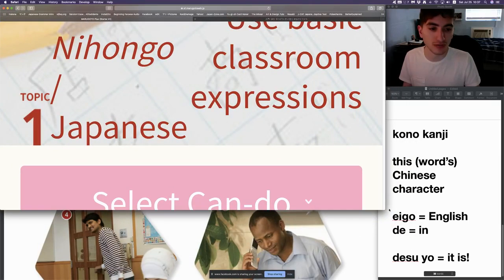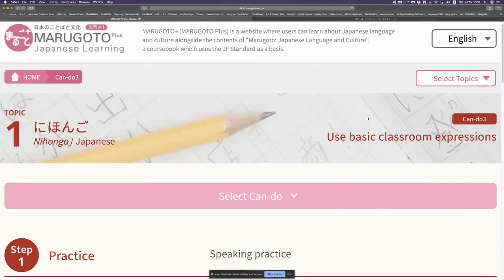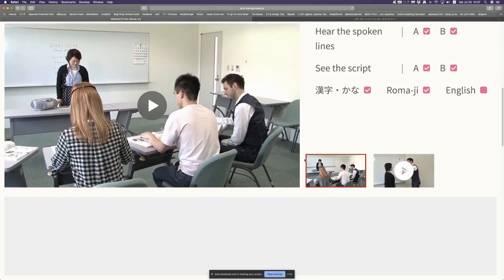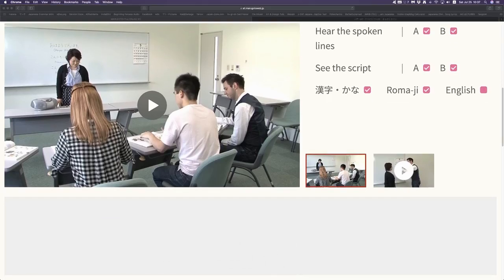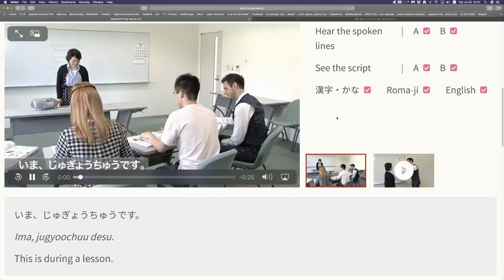We will go to a1.marugotoweb.jp. I am in the Can Do 3 section. So let's watch a situation in class, in the classroom. I'm just going to move that. And I will put on English for you. During a lesson.